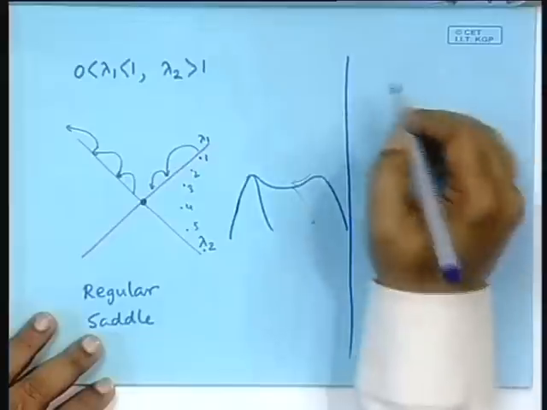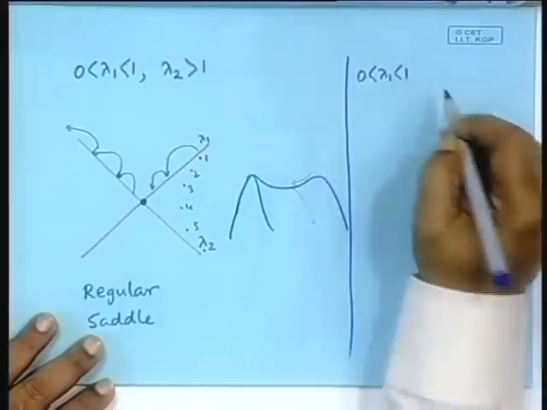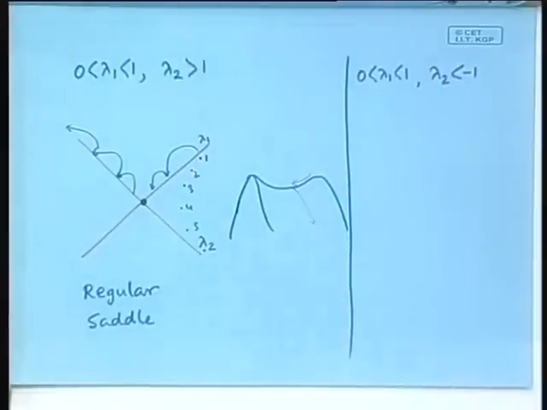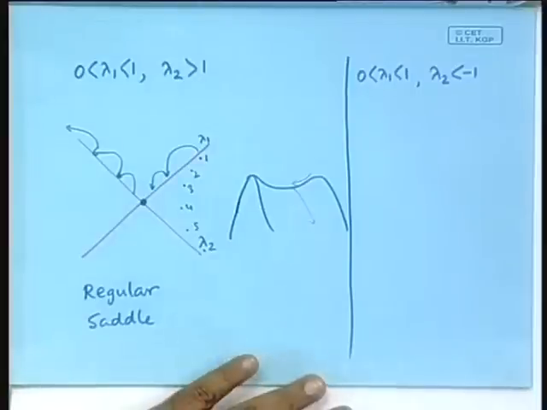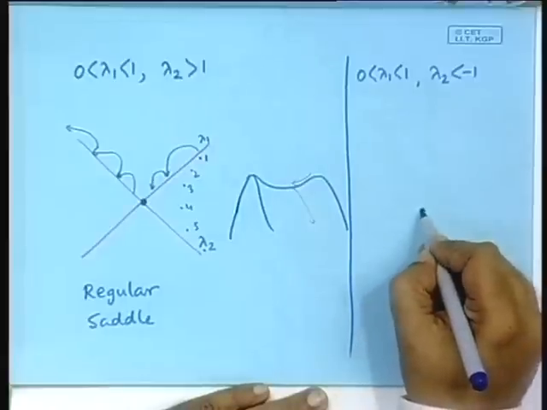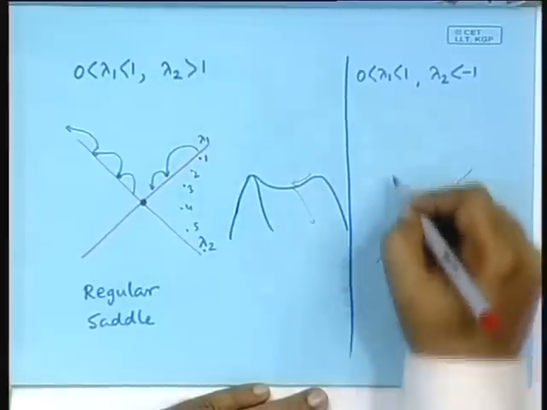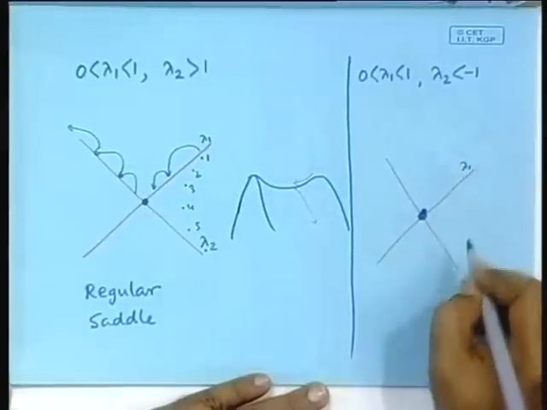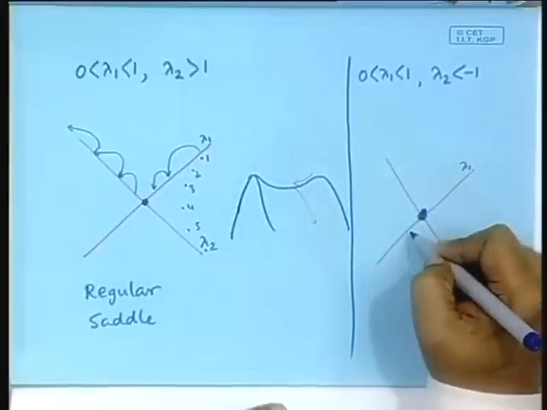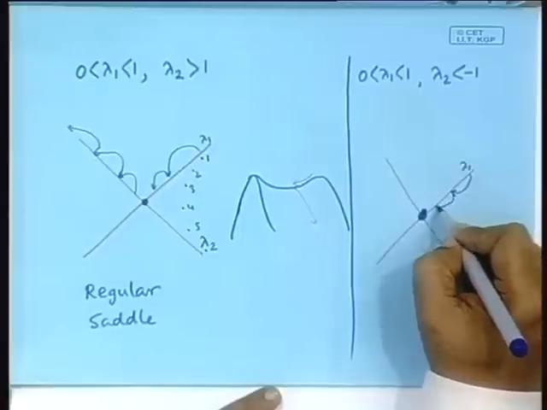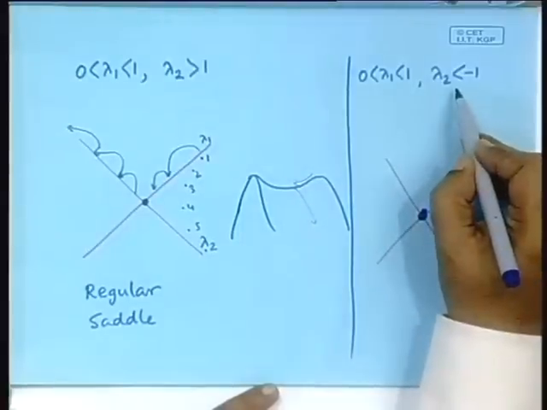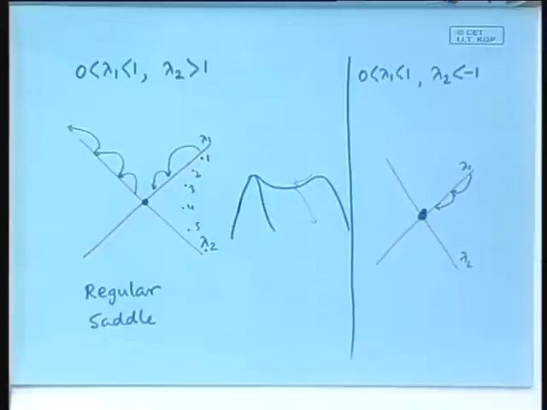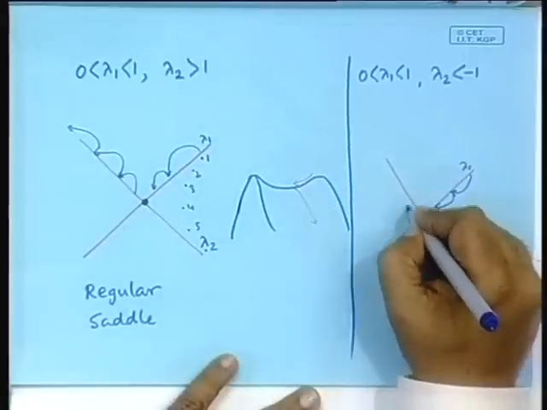If you have... and... lambda 2 less than minus 1, then you will have the fixed point and the eigen directions, sorry, which has not been very well drawn here. Suppose this is the lambda 1 direction and this is the lambda 2 direction. What will be the behavior in the lambda 1 direction? Same, so on and so forth. What will be the behavior in the lambda 2 direction? Flip, but at the same time going out. So, if you start from a point close, it will go like this.